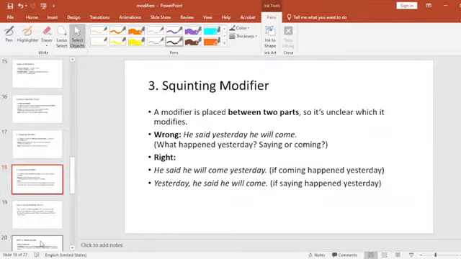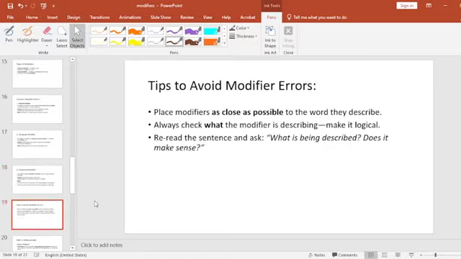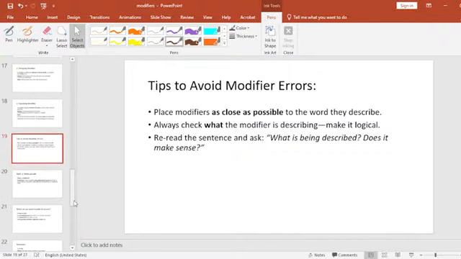So what's the right sentence? He said he'll come yesterday. That can be a right sentence. Or else, yesterday he said he will come. So this can also be right. So you have to see where you're placing your modifier. So this is all about modifiers.